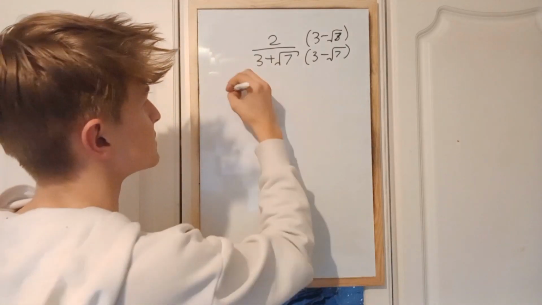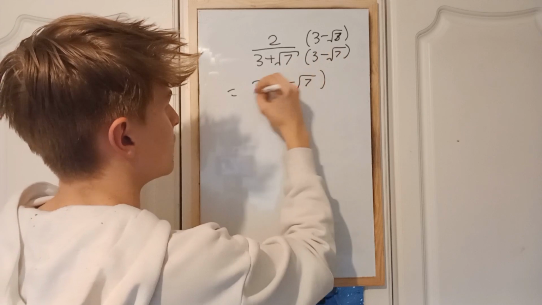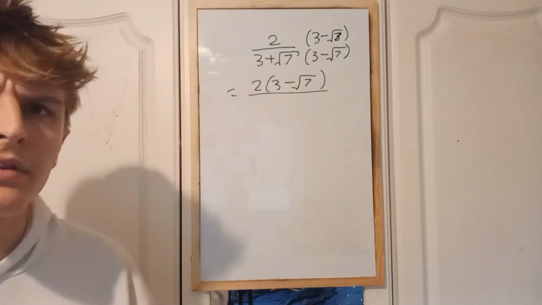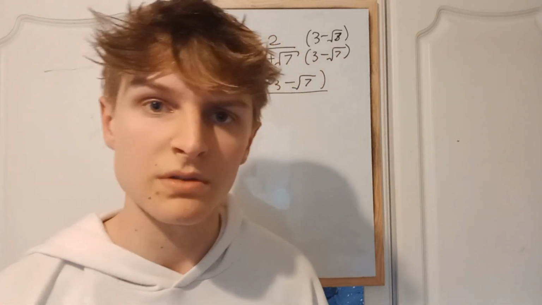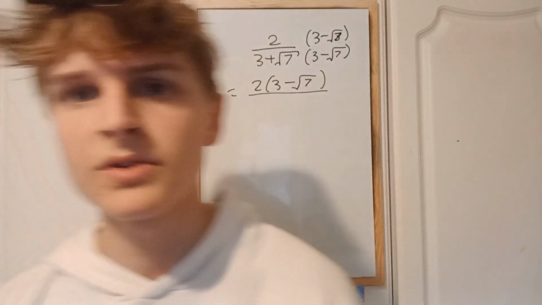So this is going to evaluate to 2 times 3 minus root 7 over, now we're going to get 3 squared minus root 7 squared. 3 squared is 9, root 7 squared is 7. So we're going to get 9 minus 7, or in other words, 2.